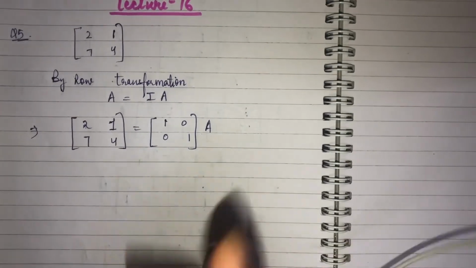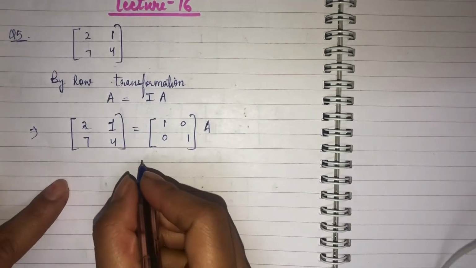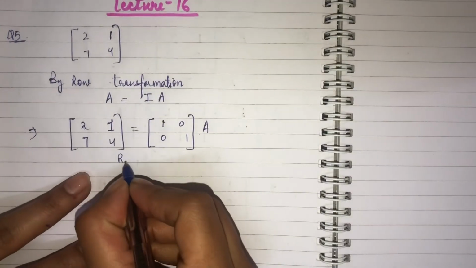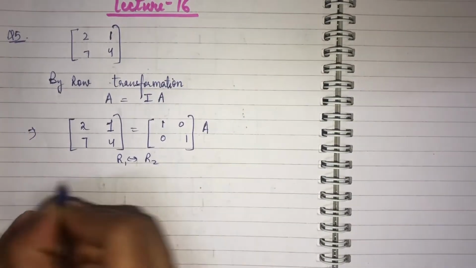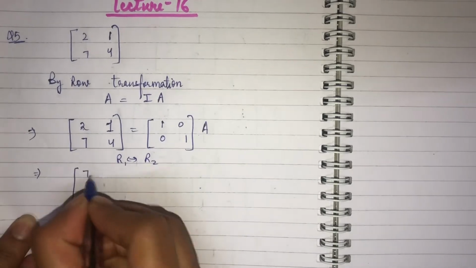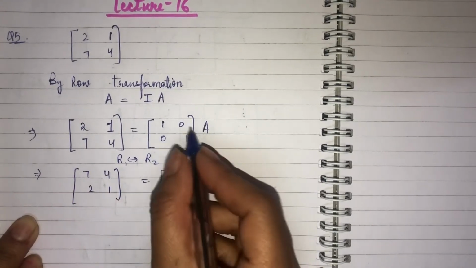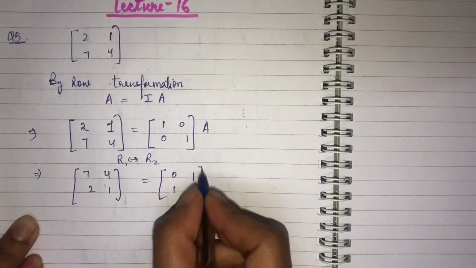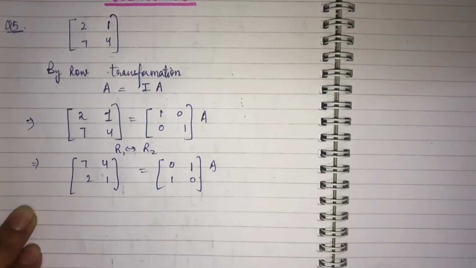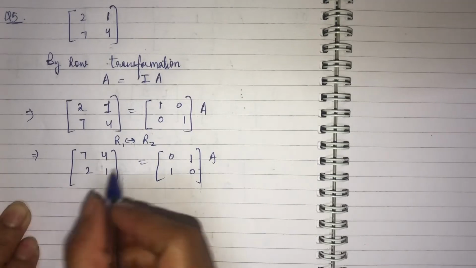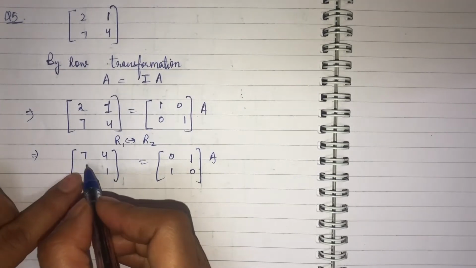If I want to interchange rows, there is a symbol for that. It is R1 interchanges with R2. So 7 4 comes on top, 2 1 goes below, and here also 0 1 and 1 0 interchange. Nothing else, that's all. Okay, R1 and R2 changed.